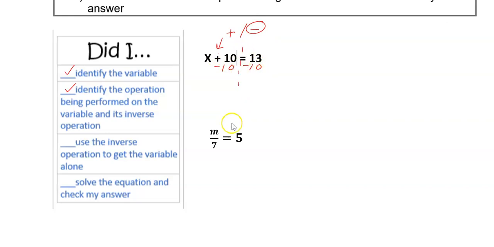Okay, remember, what you do to one side of the equal needs to be done to the other. This is going to cancel out. And 13 minus 10 is 3. You want to bring the rest down. And you are now left with x equals 3.